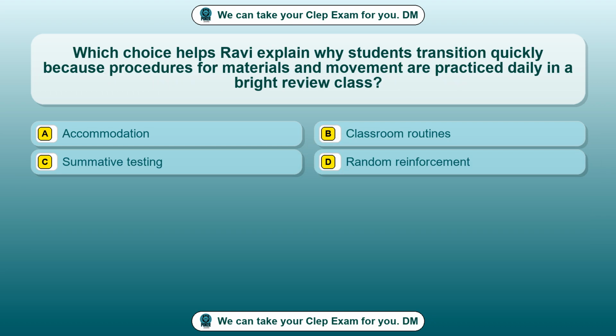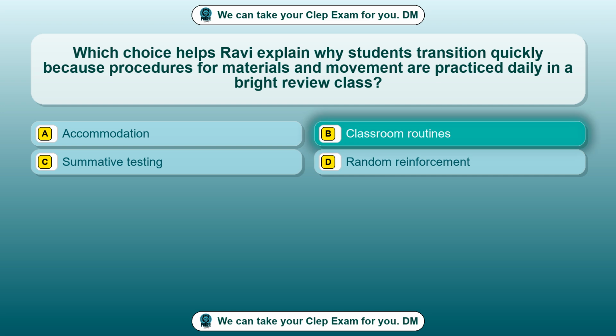Question 71. Which choice helps Ravi explain why students transition quickly because procedures for materials and movement are practiced daily in a bright review class? Option A, accommodation. Option B, classroom routines. Option C, summative testing. Option D, random reinforcement. The correct answer is option B, classroom routines.